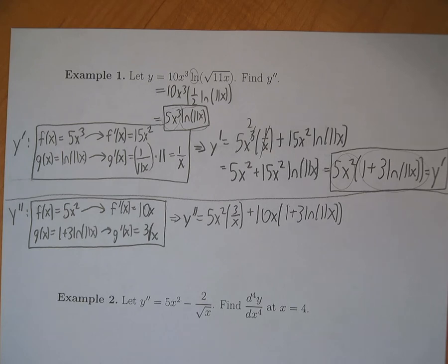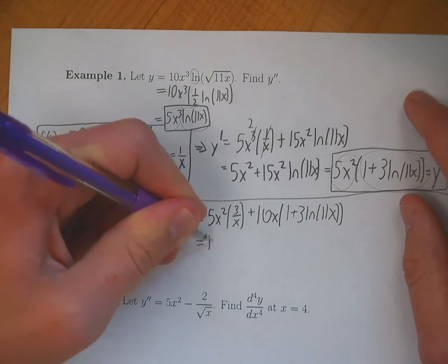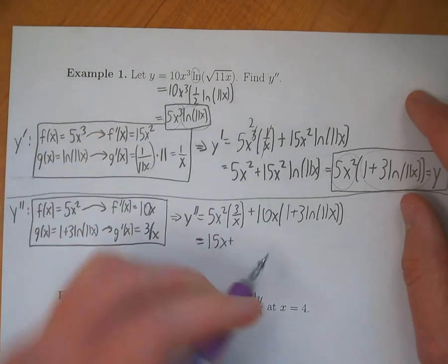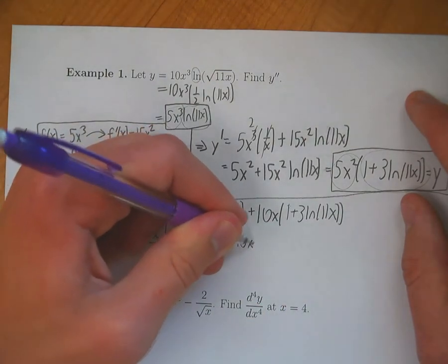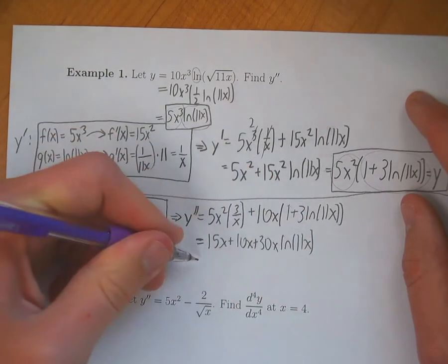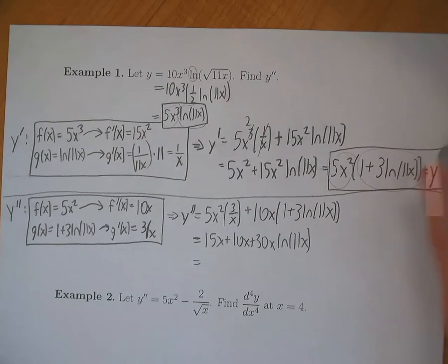Go ahead. 15x. Just 15x? For the first portion, the 5x squared over x. Oh, yeah, okay. So 15x, sure. Then if you distribute the 10x, we get 10x plus 30x natural log of 11x. So if we combine some like terms, we then end up with what as our final answer?